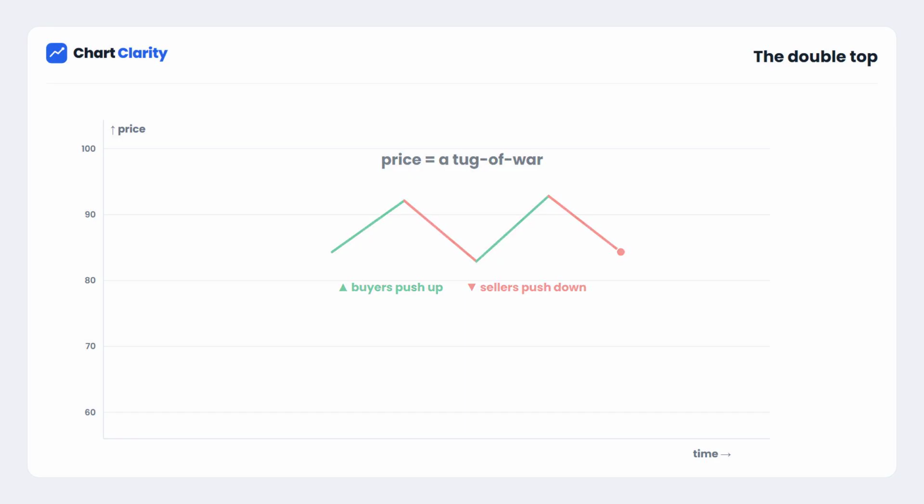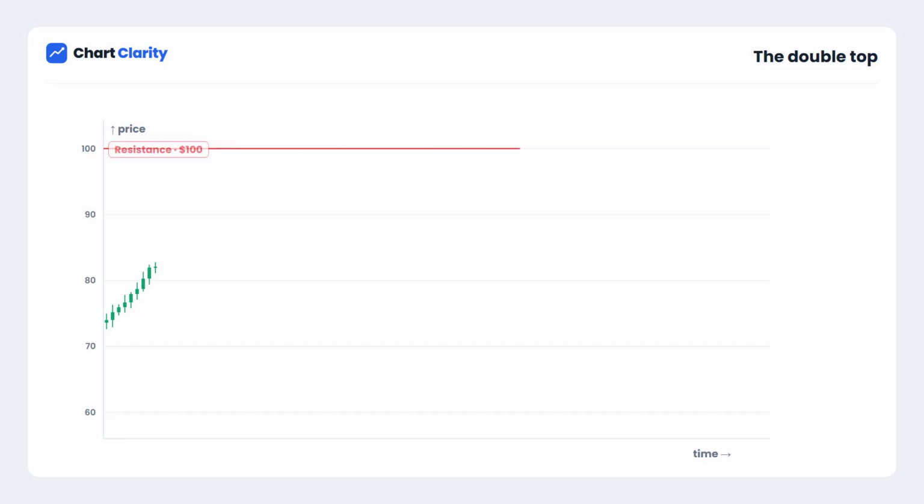Now sometimes price rises until it hits a level where it simply stops. It pushes up, gets rejected, and drops back down. That invisible ceiling has a name, resistance. Picture a glass ceiling in a room. Price keeps floating up, bumping its head on that ceiling, and it just can't break through.